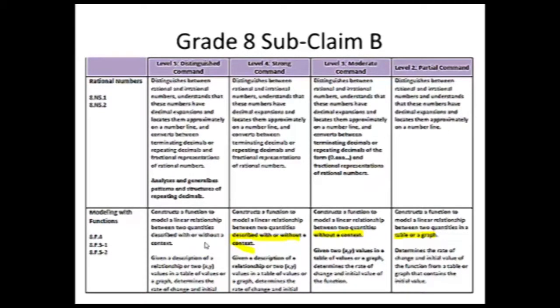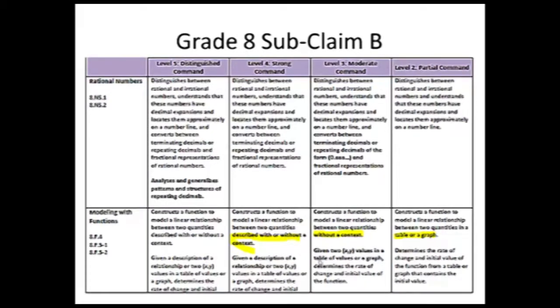and that's the same for level 5. What you see underneath this at the very bottom of this page is how the children's understanding of rate of change changes as well. So now I'm going to determine the rate of change and the initial value from a table or a graph that contains it. That's pretty rote. That's pretty low level in terms of it's there, it's apparent.